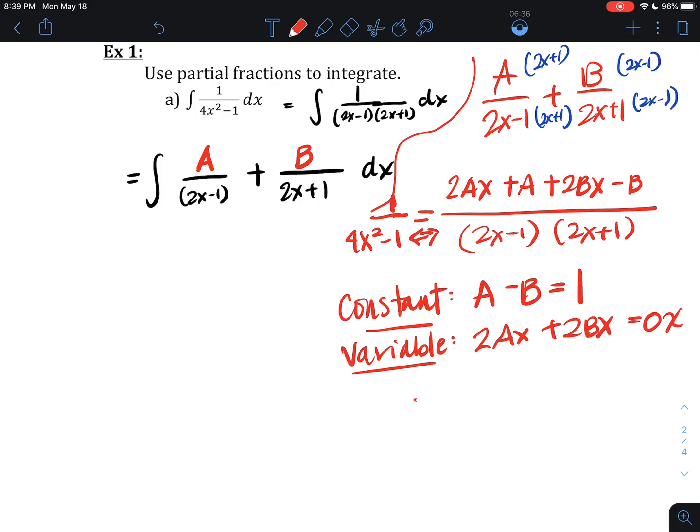Okay, so I'm going to rewrite this a little bit differently. I'm going to GCF what they have in common. I know they have a 2 in common as well, but I'm only going to take out the x just for right now.